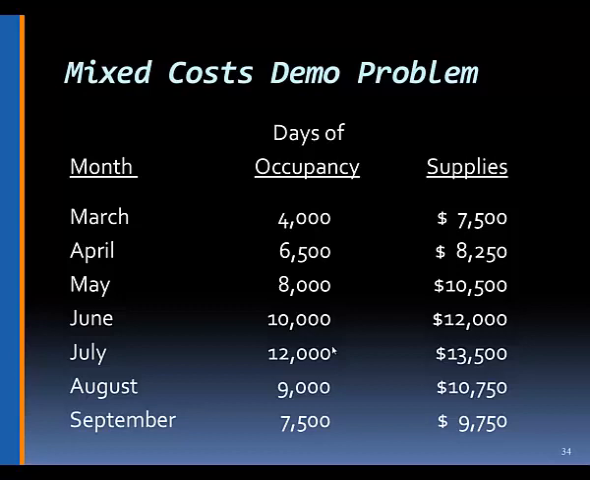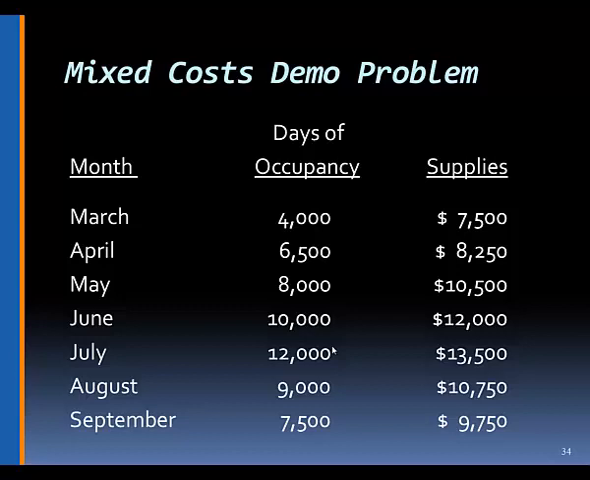We have some terms for days of occupancy and the supplies cost. Days of occupancy is referred to as a cost driver. It is what drives the supplies cost. It is known as the independent variable. Supplies cost is the dependent variable. The changes in the days of occupancy, the independent variable, cause the changes in the dependent variable, the supplies cost.